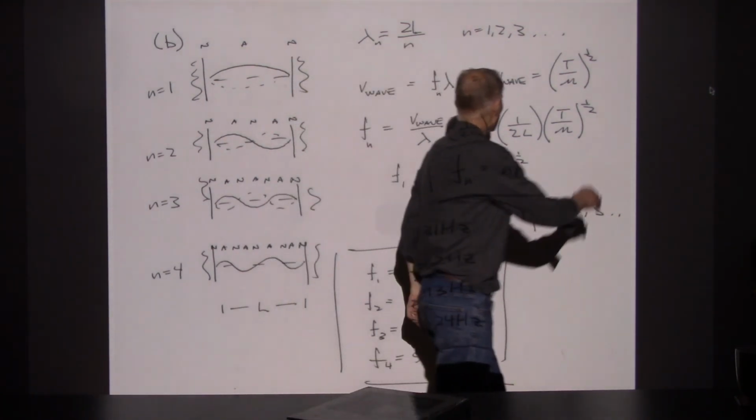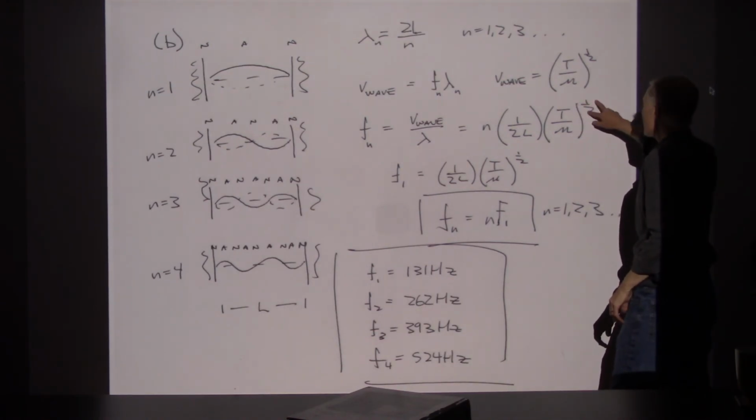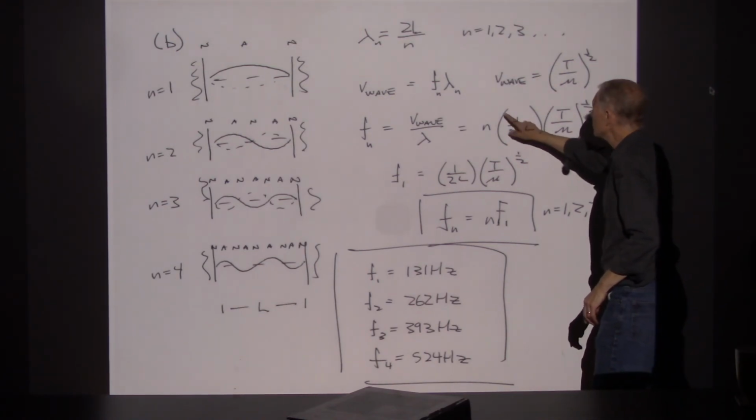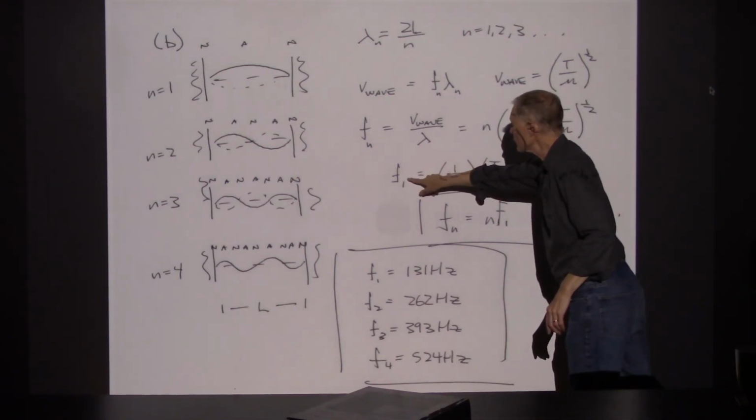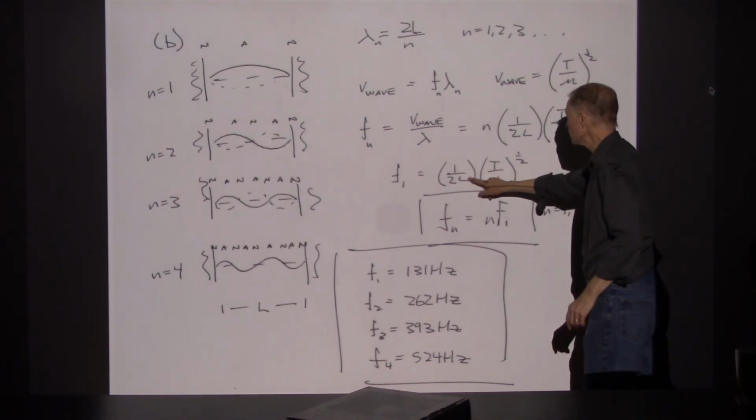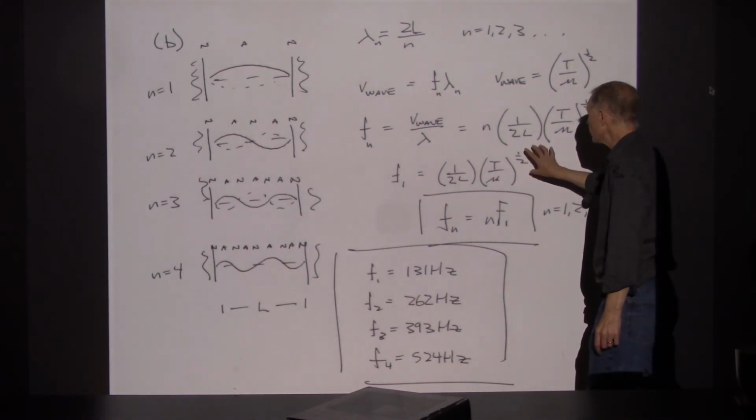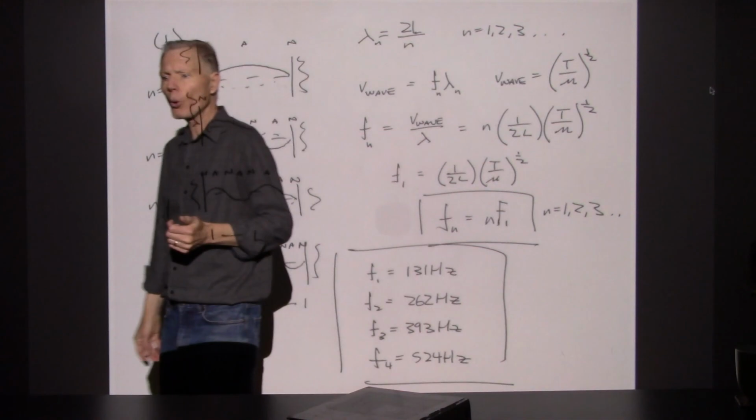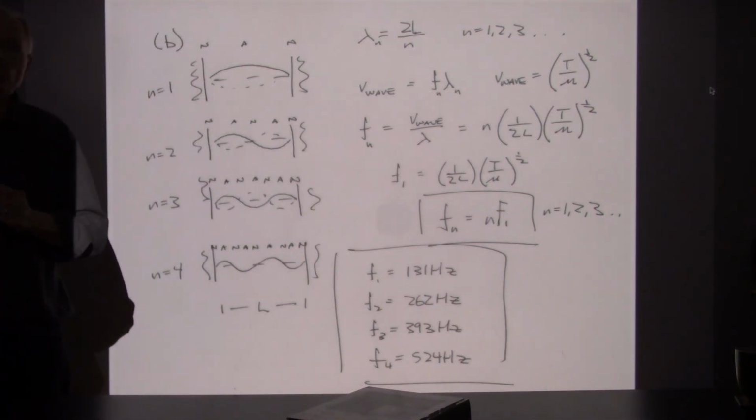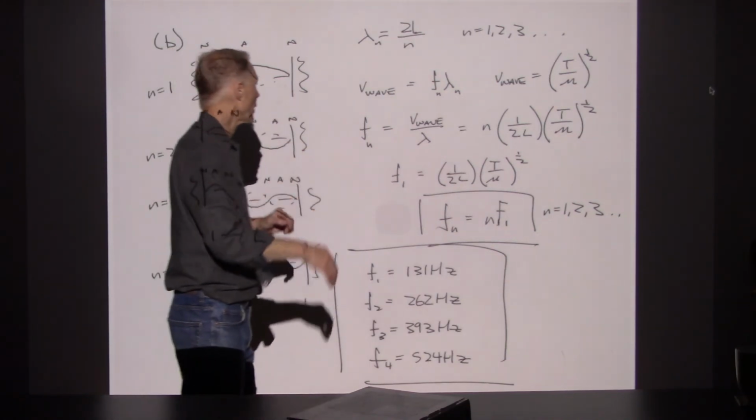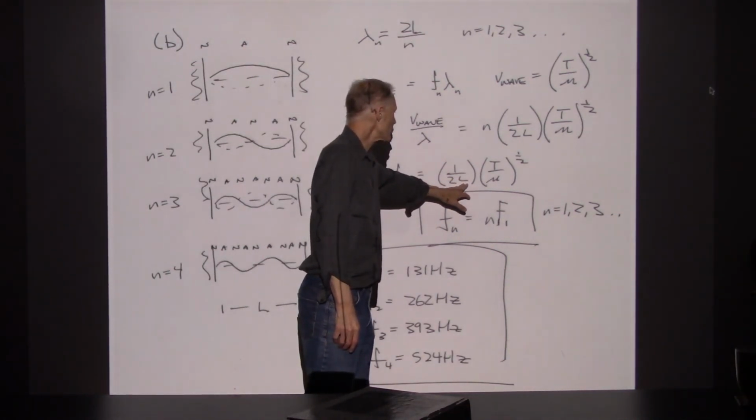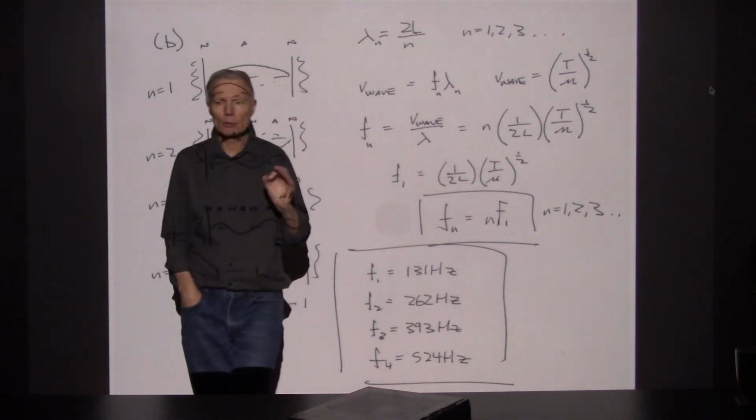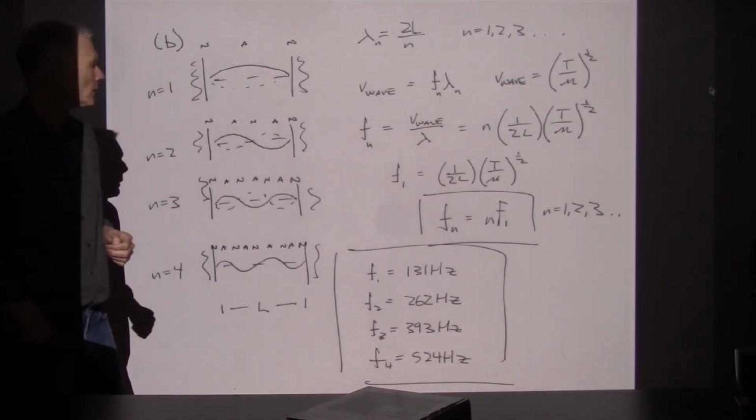Now the wave speed is determined by (T over mu) to the 1/2, and the wavelength is determined by 2L over n. That gives me a frequency formula of 1 over 2L times the square root of T over mu. If I'm tuning my guitar or a piano string, that formula will allow me to bring together all the effects. I have to work from the length of the string, the linear density of the string, and the tension in the string. That will determine the frequencies.